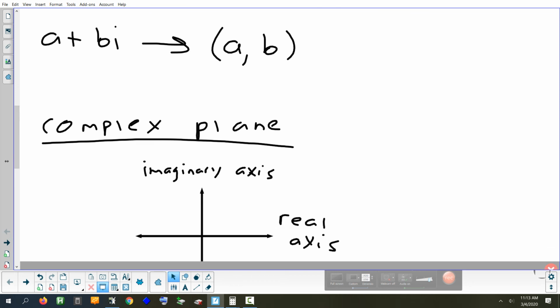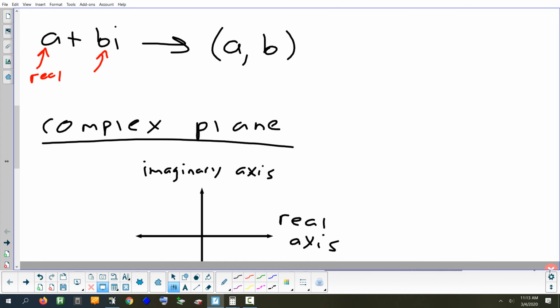In the complex plane, your real axis takes the place of the x value. That's your real. The imaginary axis is taking the place of your y. That's your imaginary. So the real is like your x. The imaginary is like your y. And in a minute, you'll see why we graph complex numbers, because it's going to tie in with the next step.